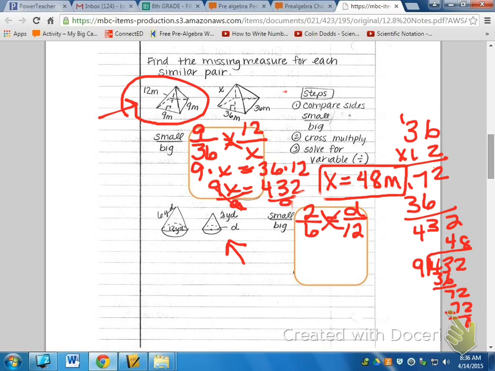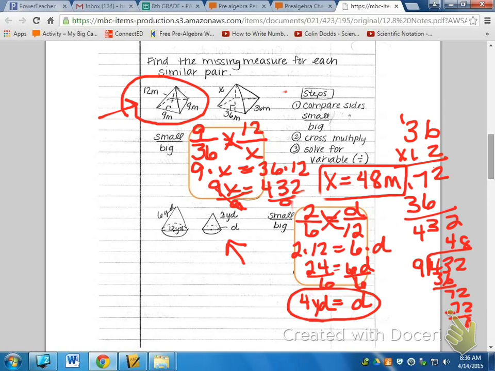And you do your cross cross, so 2 times 12 equals 6 times D. And 2 times 12 is 24, equals 6D. Divide both sides by 6. So my diameter of the small would be 4 yards. 4 yards. Make sure you label it with the same units. It's not squared or cubed. It's just a measurement of a length, so it's yards.